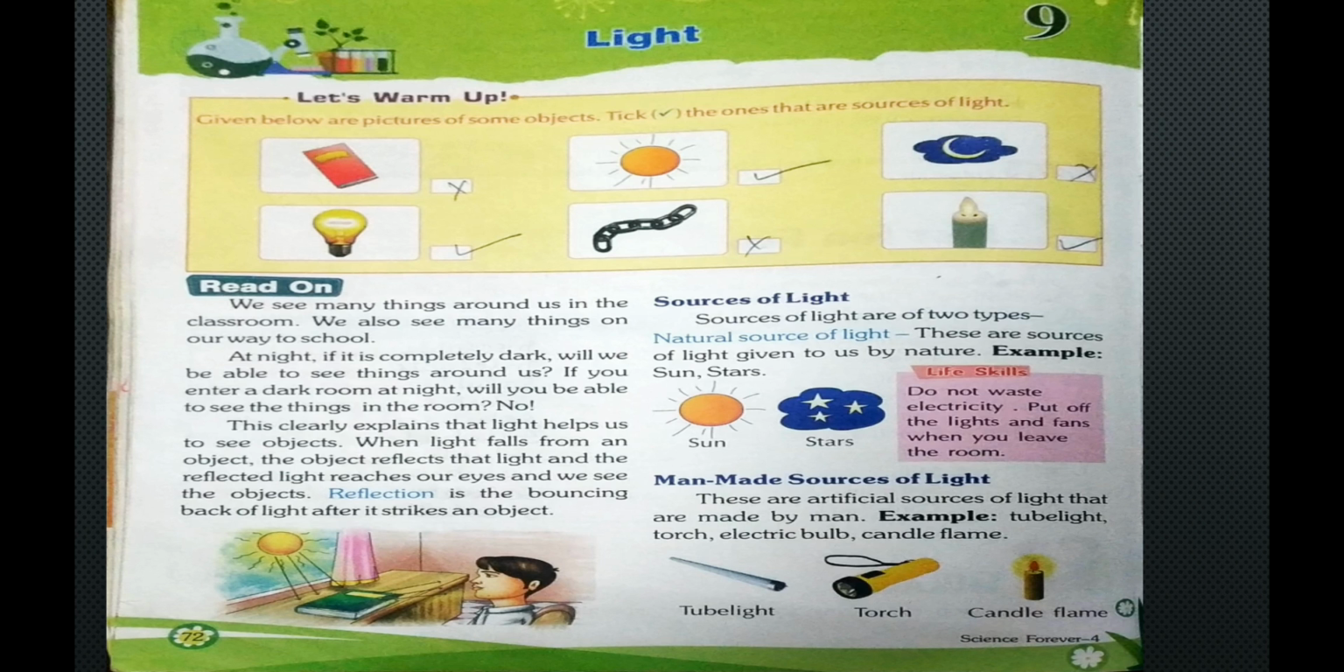Next is sources of light. Sources of light are of two types. First is natural sources of light. These are sources of light given to us by nature. The sources we get from nature are called natural sources of light. For example, sun, stars, etc. The sun is a source of light and stars also have light, so these are also sources of light.